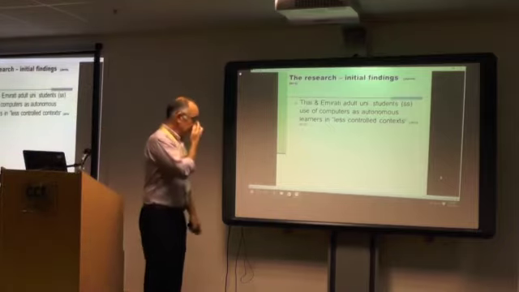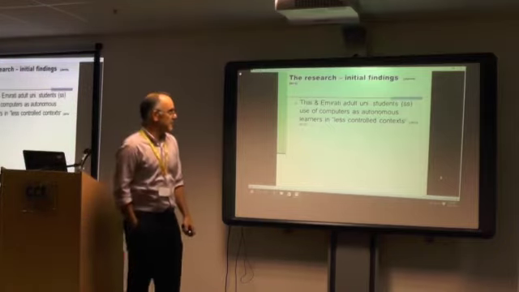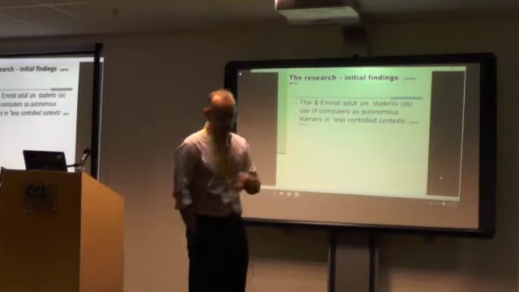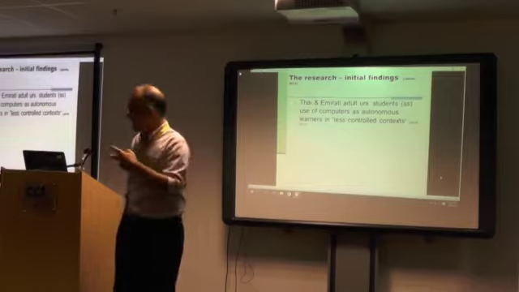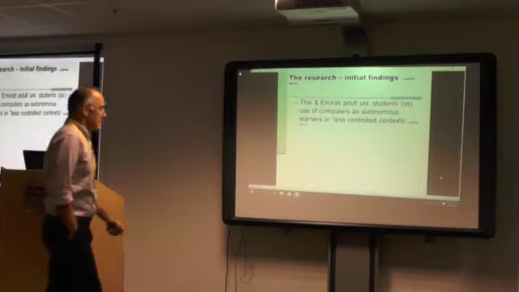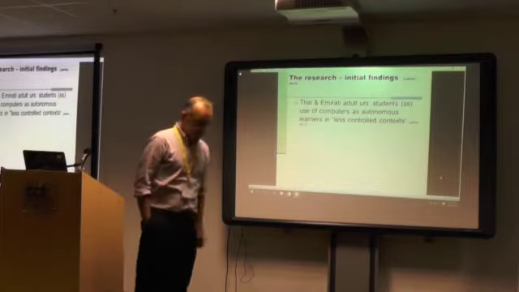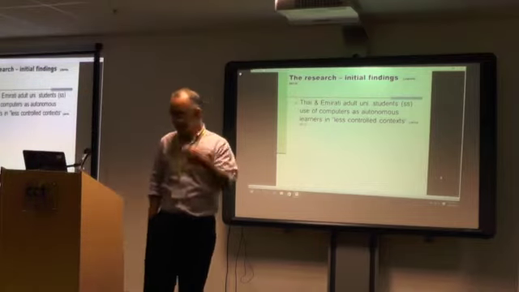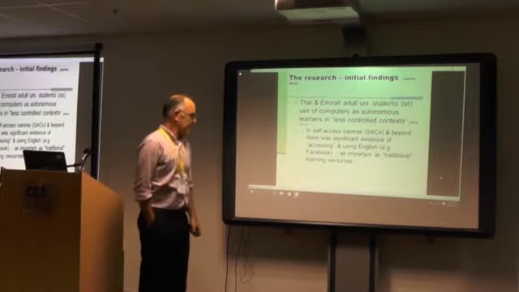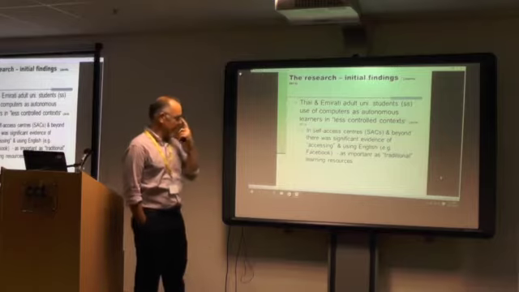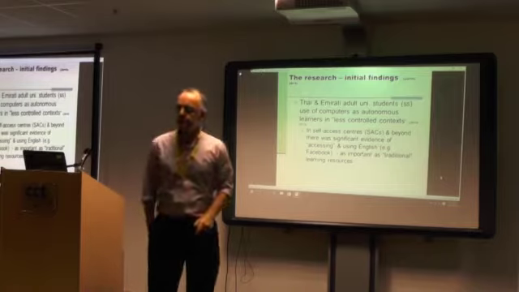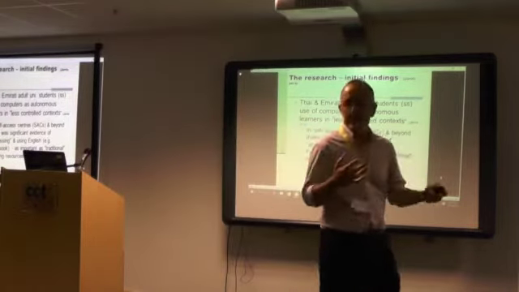British Council study, Jarvis 2013: Thai and Emirati adult students use computers as autonomous learners in less controlled contexts. Most of my questions here are about computers, not so much mobile devices. I realised that I needed to be asking more about mobile devices after the study. But there was widespread evidence that people were using computers outside the classroom as autonomous learners. So in self-access centres and beyond, there was significant evidence of accessing and using English, which were viewed as important as traditional learning resources.